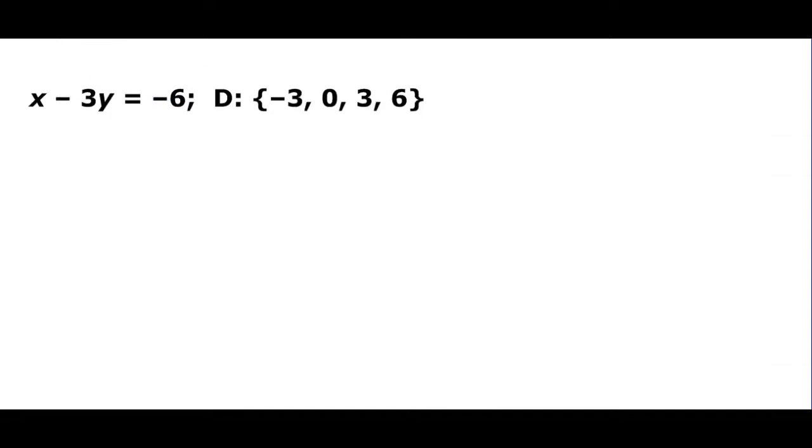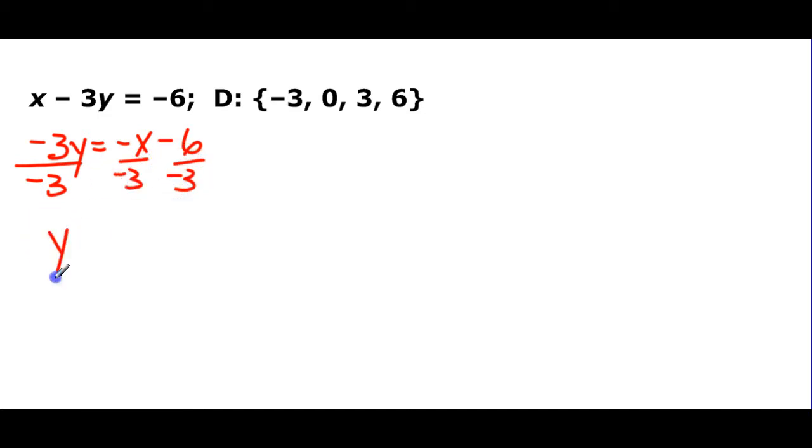Again, you might want to pause the video and do it. First thing you want to do is write it as a function of y, y as a function of x. So what you're going to do is subtract x from both sides. Okay, so that's going to give me negative 3y is equal to negative x minus 6. Divide everything by negative 3. And that's going to give me y is equal to 1/3 x, negative divided by negative is a positive, plus 2. So there's my function.